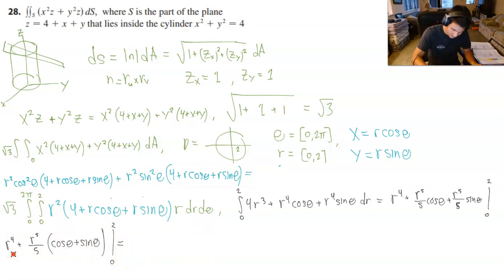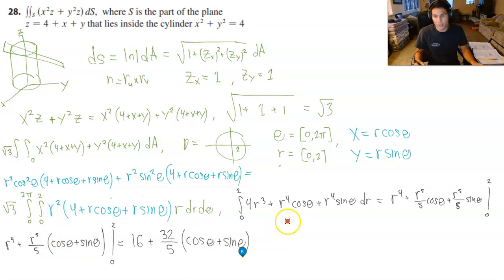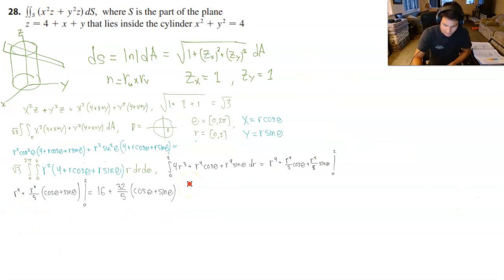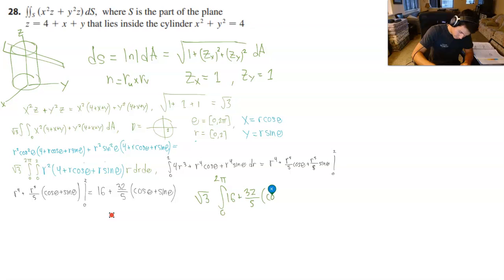Now 2 to the power 4 is 16. And 2 to the power 5 is 32. So we get 32 over 5. And then this is cosine theta plus sine theta. And this will be the next integrand for this integral over here, but I'll make more space. Okay, so I'm going to do this next integral. And this will be our final integral, so it's going to be square root 3, 2 pi to 0, and this thing right here. So 16 plus 32 over 5 cosine theta plus sine theta d theta.